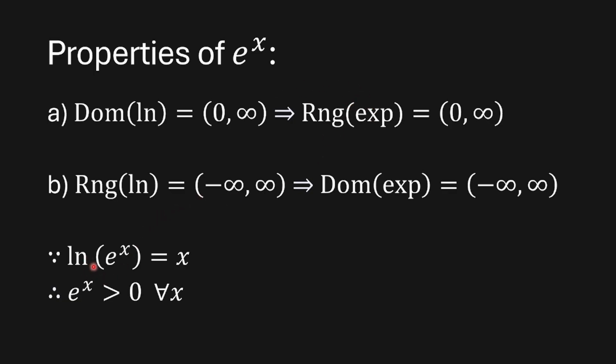Because ln with input e to the x equals x, e to the x is greater than 0 for all x, right? Because the natural logarithm is not defined for values of 0 and less. So e to the x has to be greater than 0 for all x.